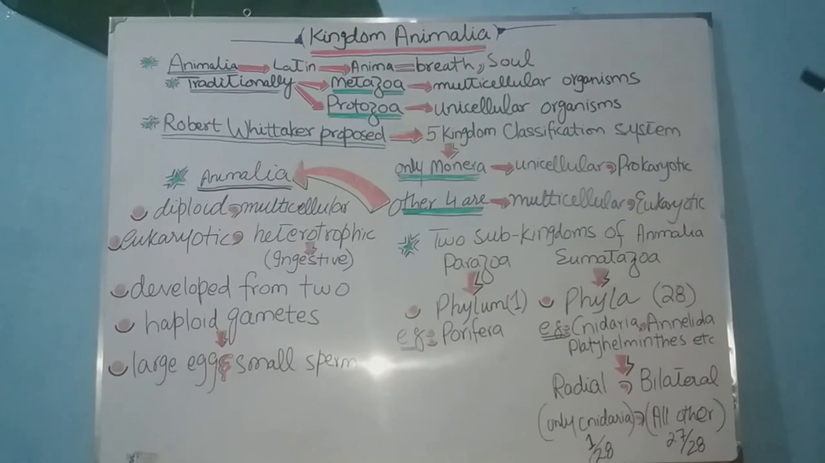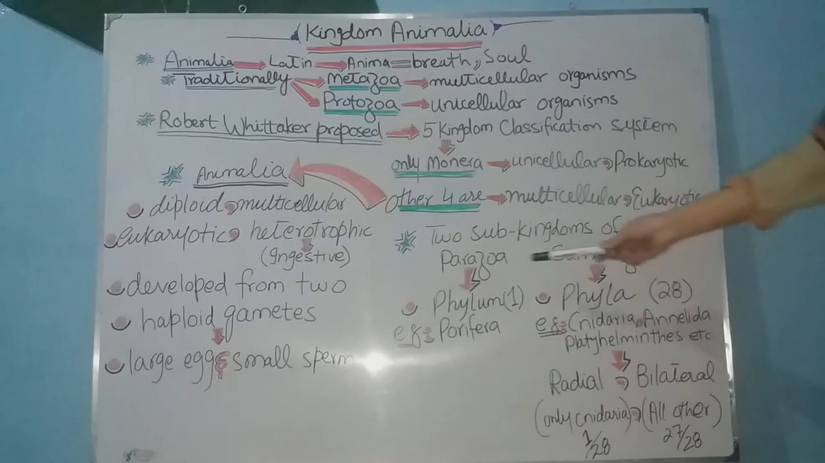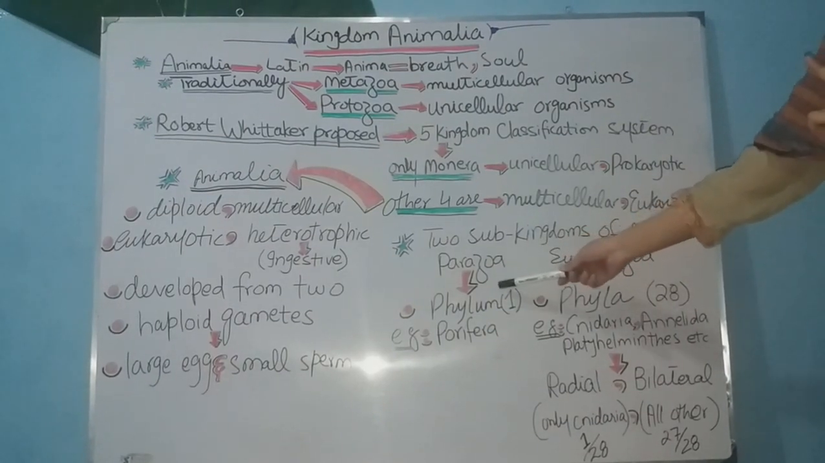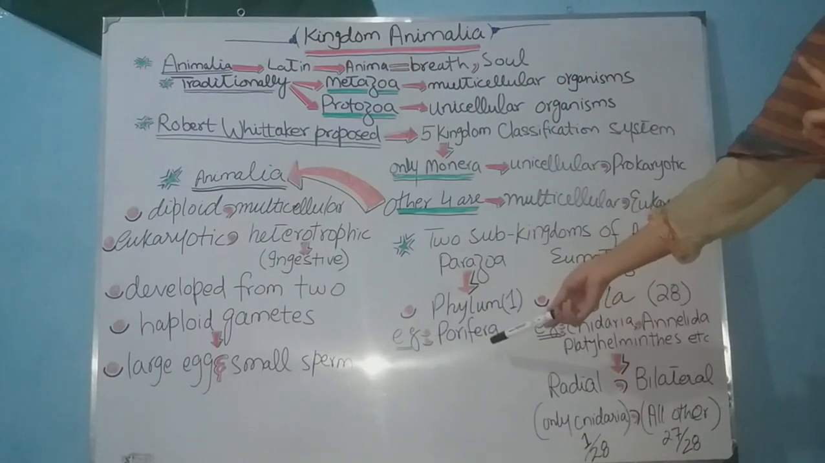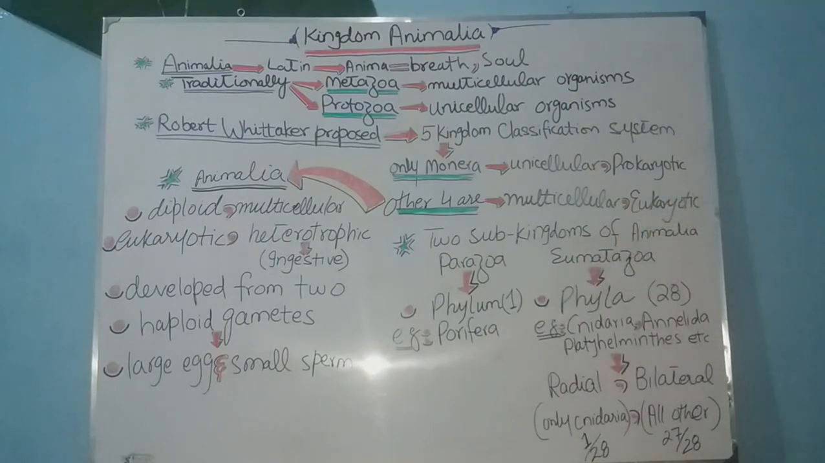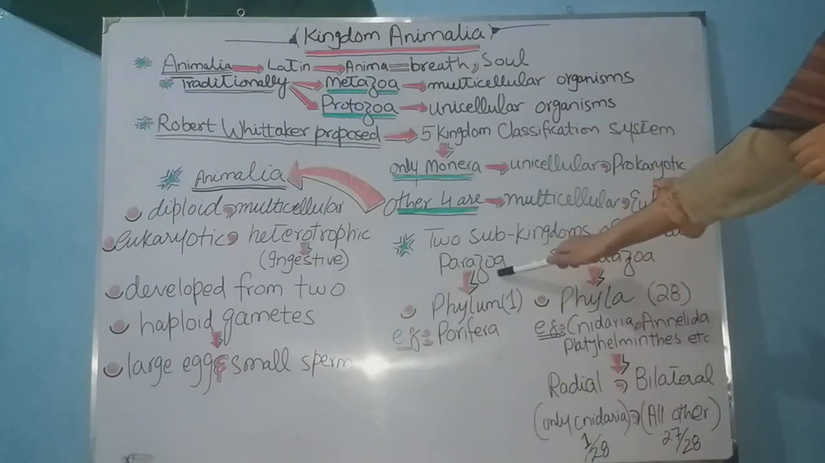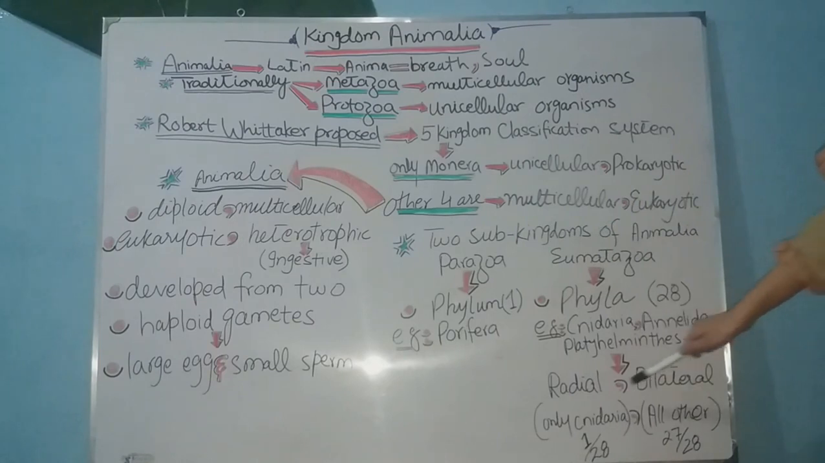Let me clear one thing in front of you: the sub-kingdom Parazoa has only one phylum, that is Porifera. Porifera are the simplest organisms, and they don't show any type of radial or bilateral symmetry. That's why we will not talk about radial and bilateral symmetry in the case of Parazoa. We will talk about radial and bilateral symmetry in the case of Eumetazoa.